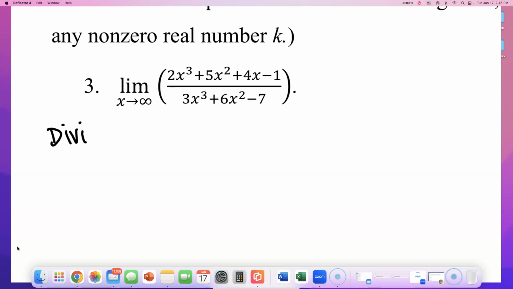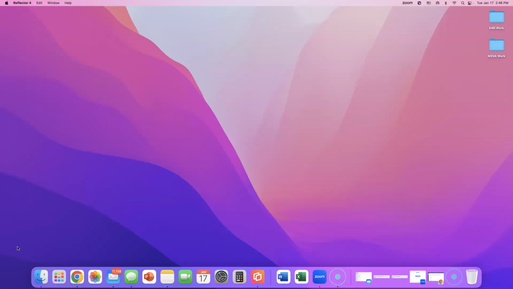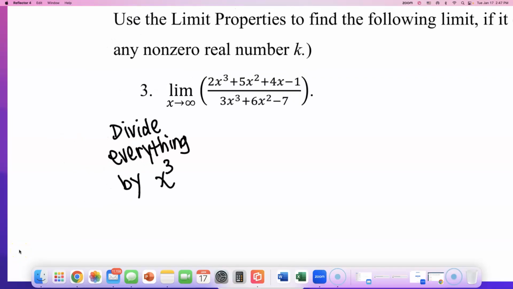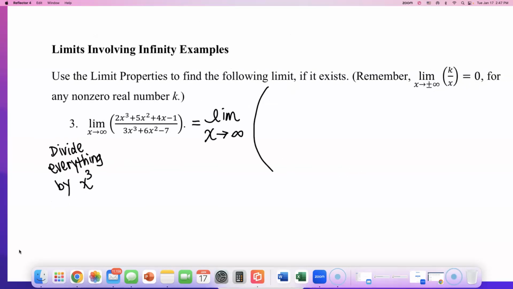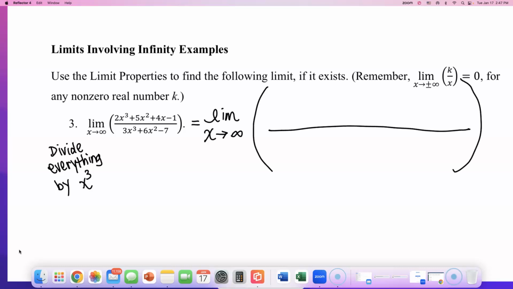Divide everything by x to the third power. Oopsie, where did that go? Let me bring that back up. Okay, I'm going to divide everything by x to the third power. All right, let's start then. So this equals the limit as x approaches infinity of a gigantic fraction with like 7 things on top and bottom.